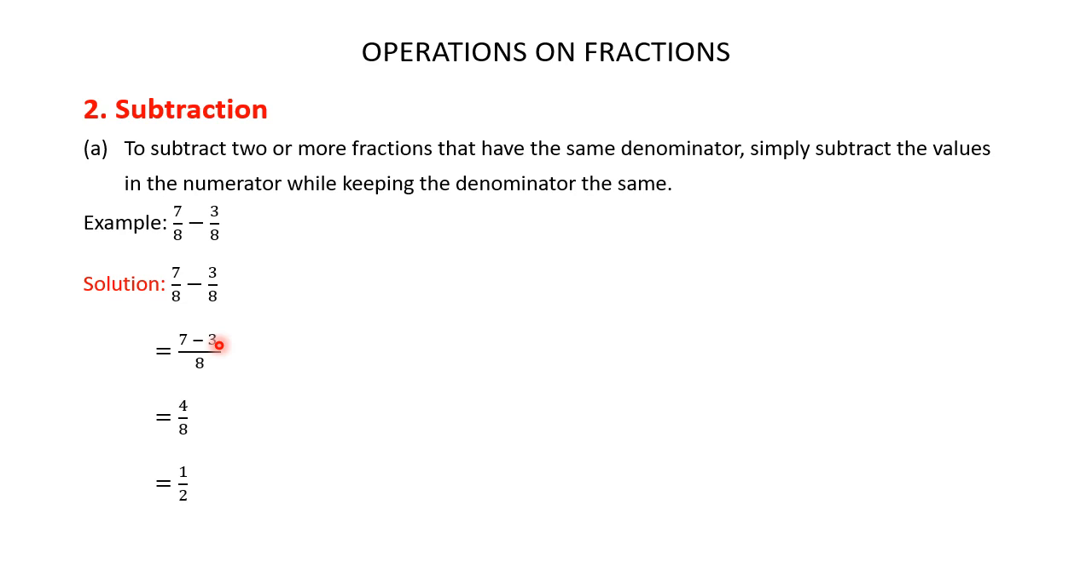So 4 is the numerator and 8 is the denominator. So now you get the fraction 4 by 8. When you simplify 4 by 8, you will get the answer as 1 by 2. So the value of 7 by 8 minus 3 by 8 is 1 by 2.